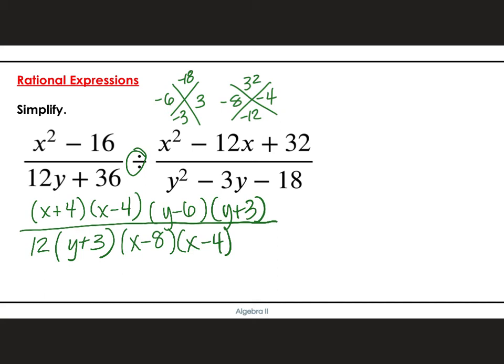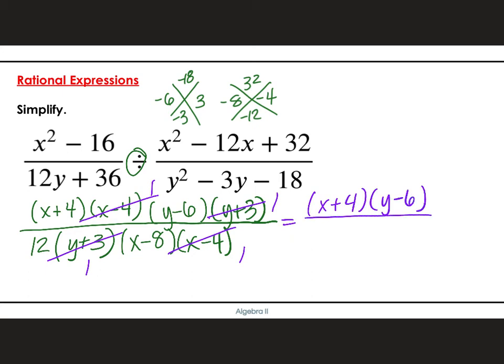So I have a y plus 3 and a y plus 3. Those both will become 1. I have an x minus 4 and an x minus 4. Those both will become 1. So then in the numerator, I am left with x plus 4, y minus 6. And in the denominator, I have 12 and then x minus 8. And you can leave it just like that.